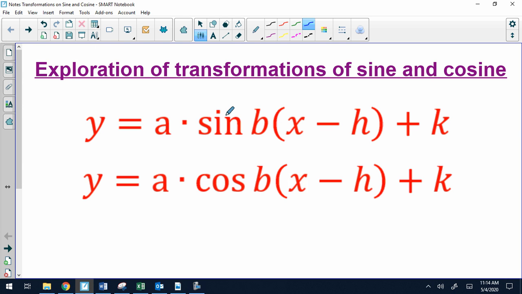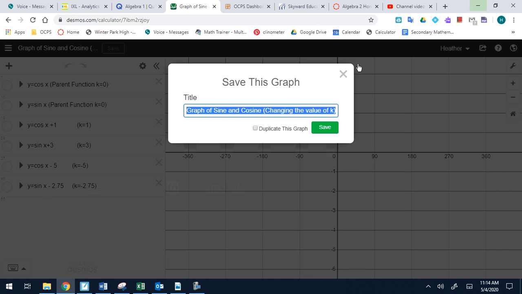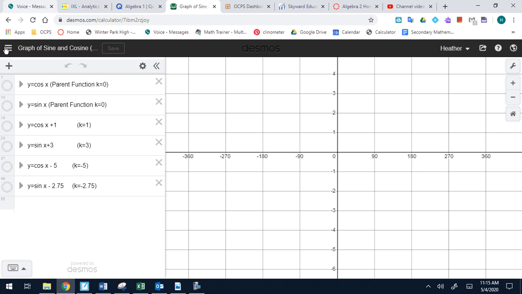In this video, we're going to look at both sine and cosine, and we're going to be changing the value of k. So going into this, just wanted you to see we're doing the value of k here. We've got our parent functions. We've got cosine and we've got sine. So we'll have to do the appropriate parent function as we do our comparisons here.